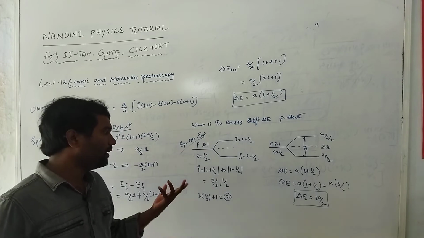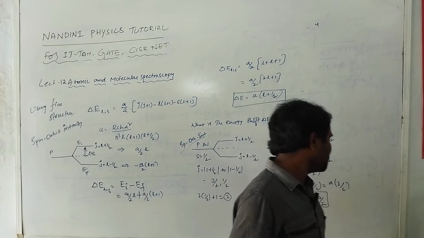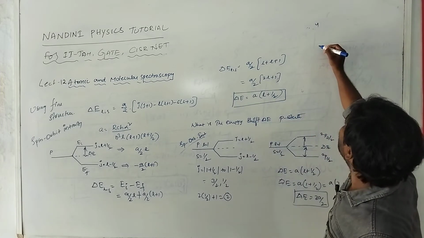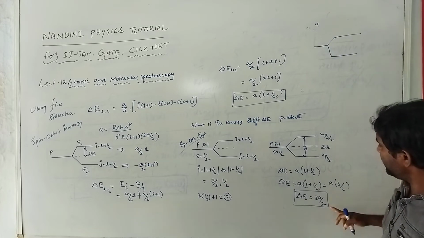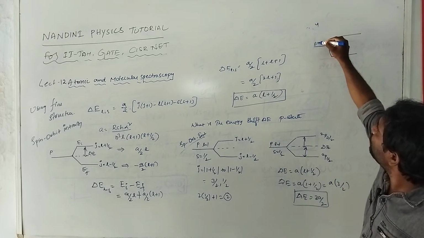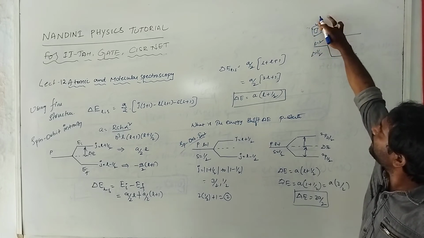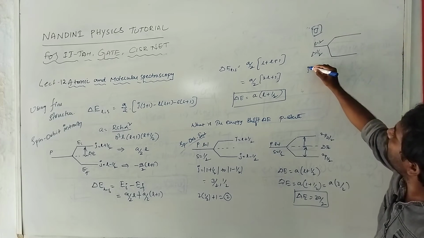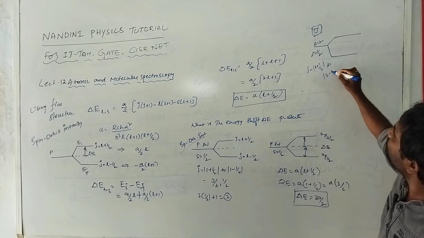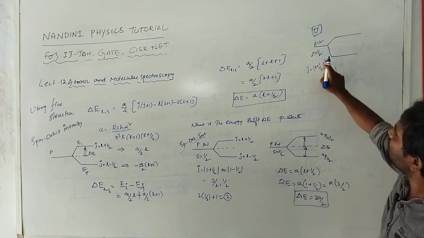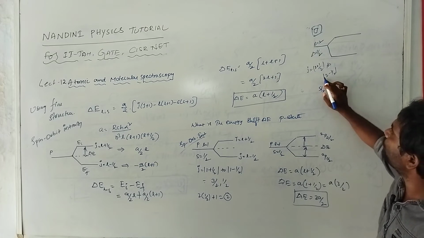Similarly, you can do it for L is equal to 2, the D state also. In D state, you will get 5A by 2. Why? Because in the D state, L is equal to 2 and S is equal to 1 by 2. So the J value starts from 2 plus 1 by 2 to 2 minus 1 by 2. So you will get 5 by 2 and 3 by 2.